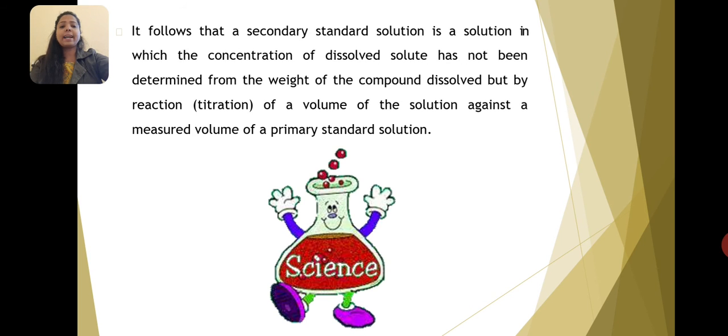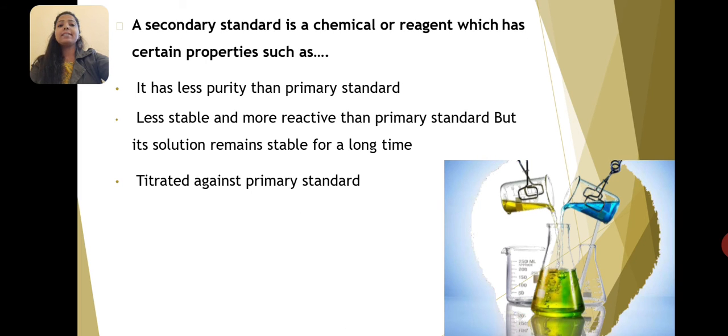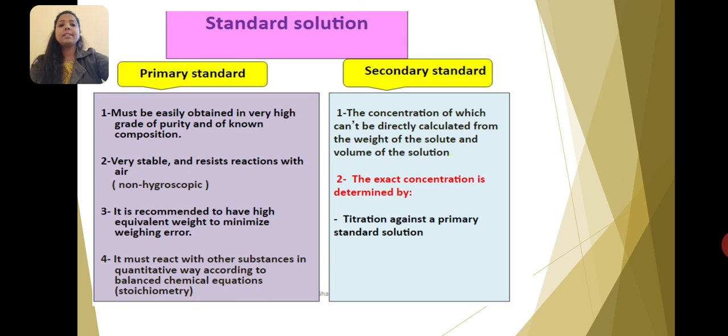A secondary standard solution is a solution in which the concentration of dissolved solute has not been determined from the weight of the compound dissolved, but by the reaction of a volume of solution against a measured volume of primary standard solution. A secondary standard is a chemical or reagent which has less purity than primary standard, is less stable and more reactive than primary standard, and is titrated against primary standard. This is the difference between the primary and secondary standard.